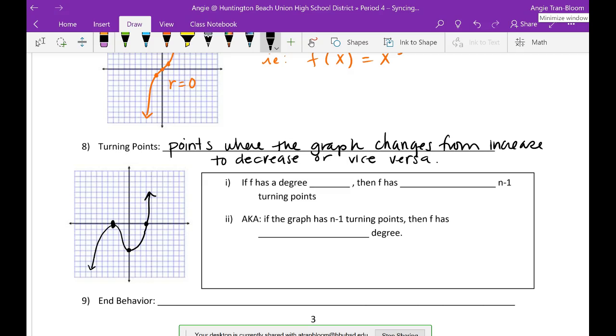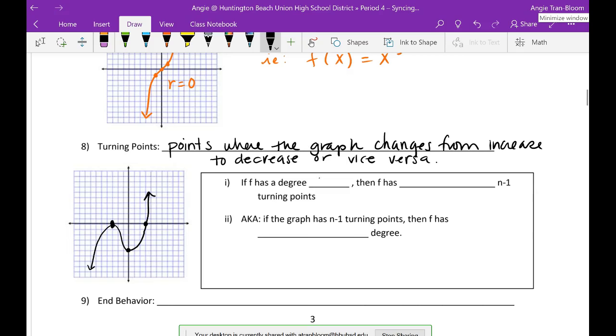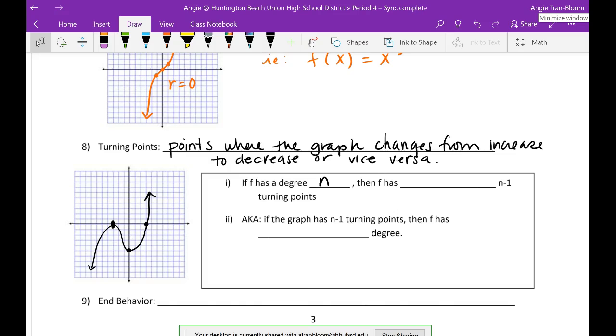So let's talk about turning points. If f has a degree, let's call it n, a degree exponent in this notation is called n, then f has at most n minus 1 turning points. Okay. Let's talk about what it means, because formally, some of us are not going to understand.